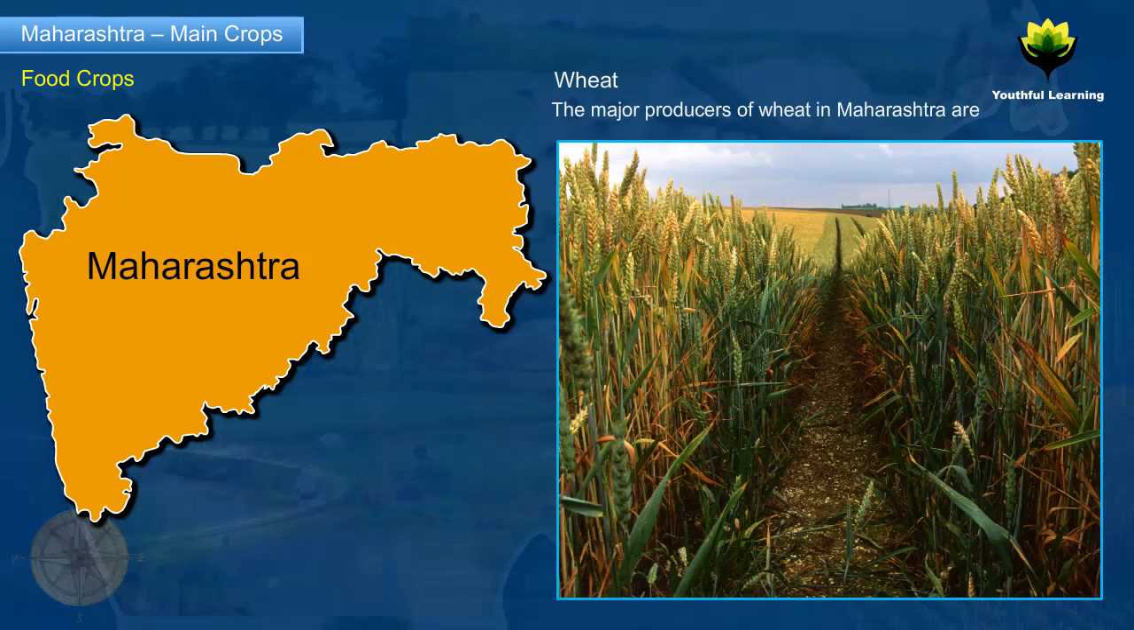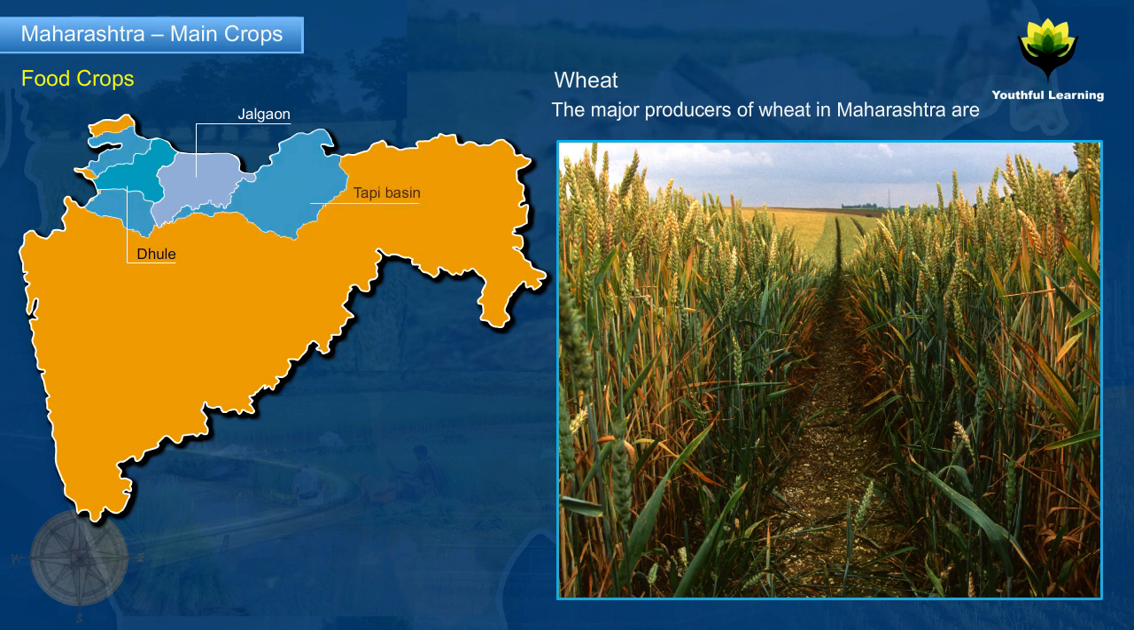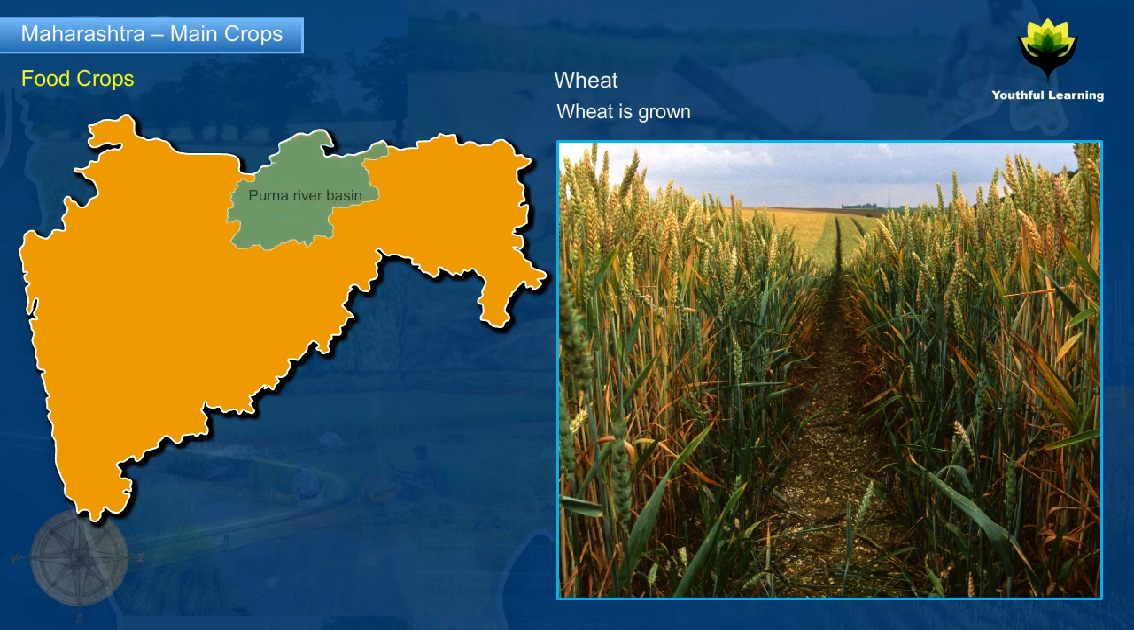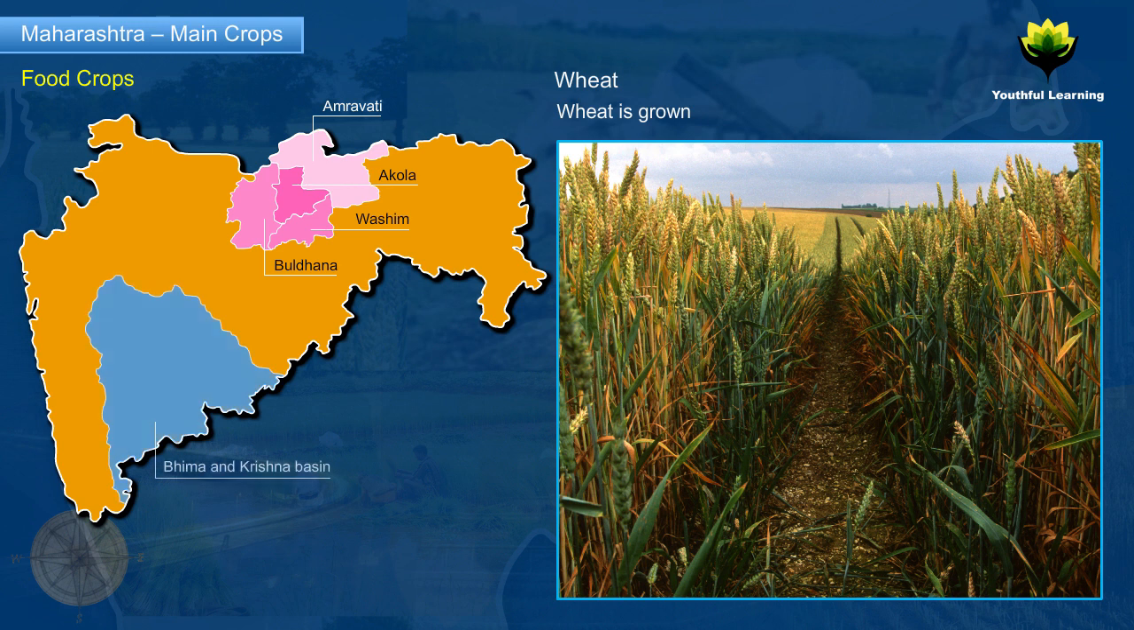The major producers of wheat in Maharashtra are Dhule and Jalgaon districts in the Tapi basin. Wheat is grown in the Purna river basin in the Buldhana, Akola, Washim and Amravati districts, and in the fertile plains of the Bhima and Krishna basin.